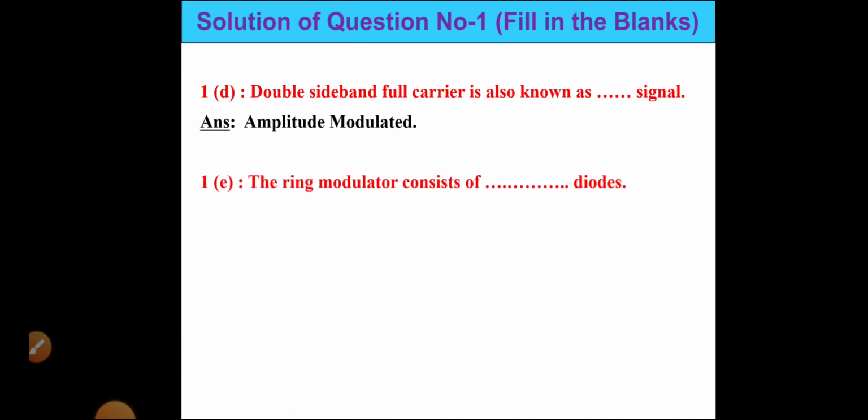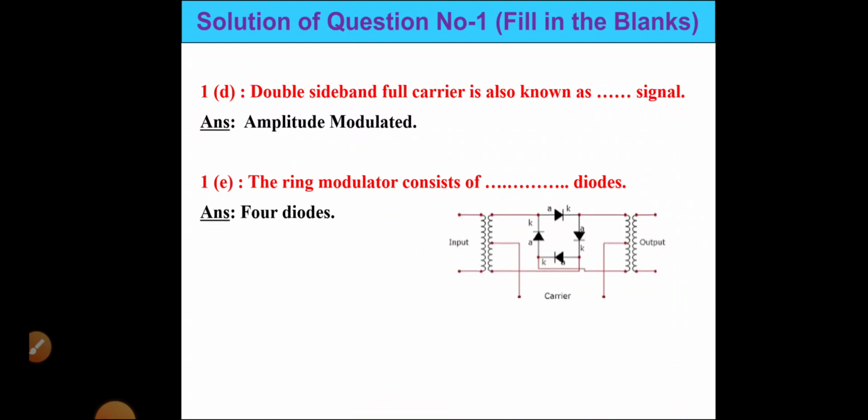Next is, the ring modulator consists of dash diodes. In the ring modulator, if you remember the circuit diagram of the ring modulator circuit, there are 4 diodes. So this is the circuit diagram. Here 4 diodes are there. Using the 4 diodes we can design the ring modulator circuit.